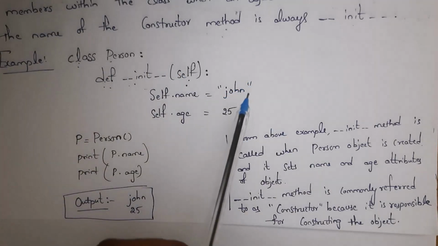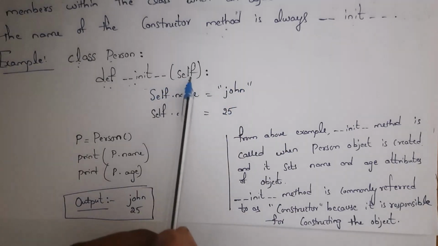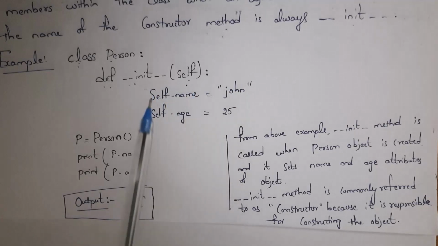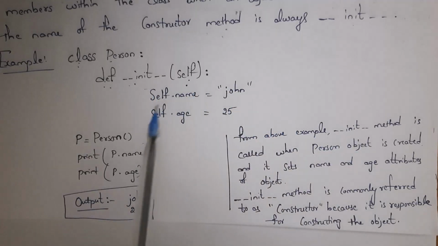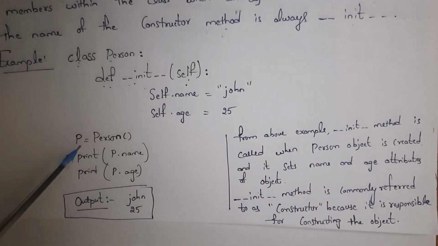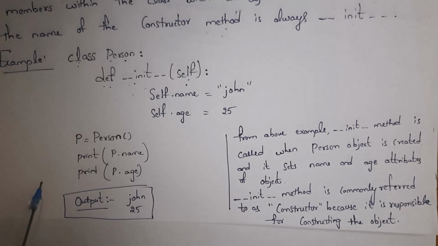Now inside this constructor, I want to create name John and age 25. So I just wrote self.name equal to John, self.age equal to 25. Guys, definitely write self.name and self.age here. Now outside the class we need to create an object. You can take any variable name. I am taking the variable name as p.